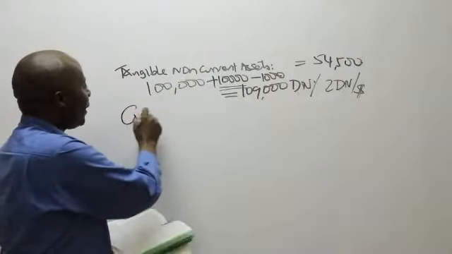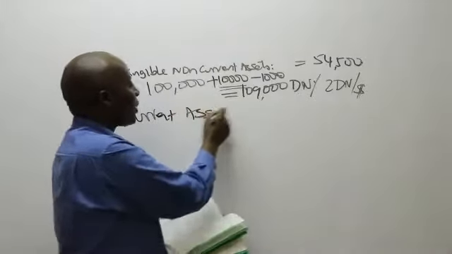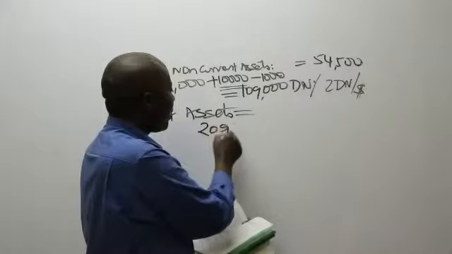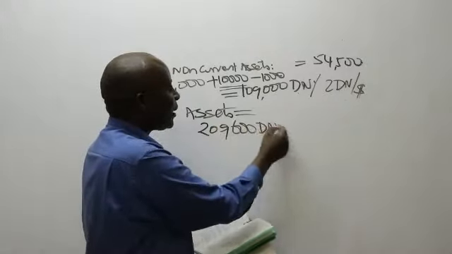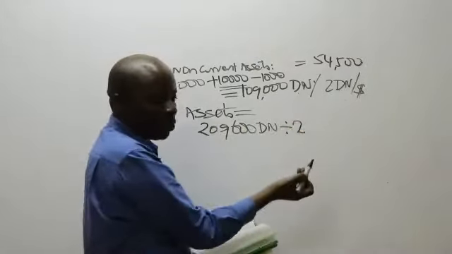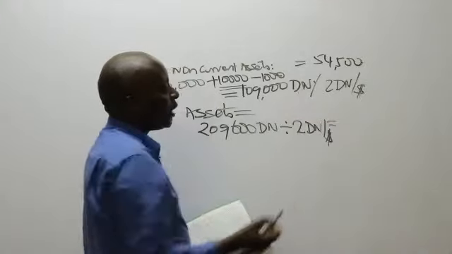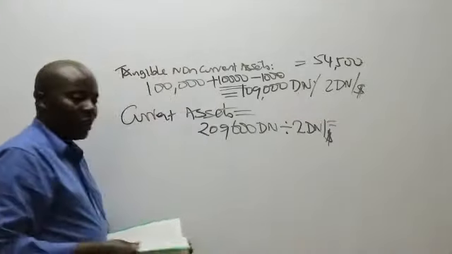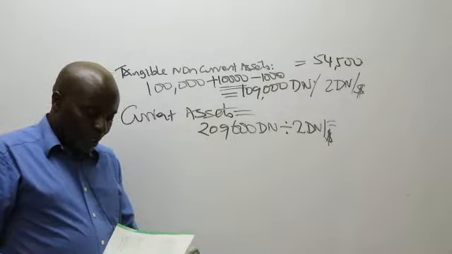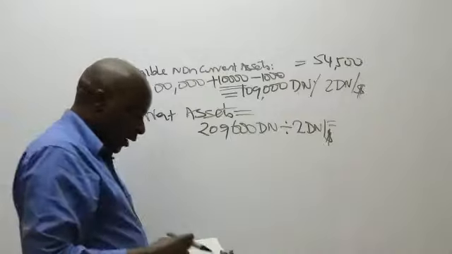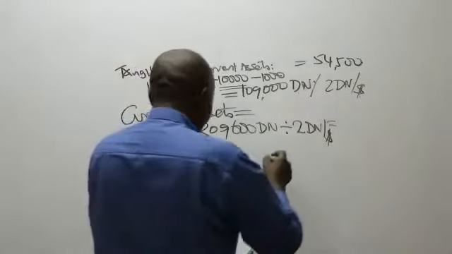So I have here the current assets, a figure of 209,600 DNs. I'm translating this using the 2, so divide by the 2 DN per dollar. At the end of the day, I should be able to get how much? Somebody talk to me, please. 104,800. So I'm being given a figure of 104,800. Thank you very much.